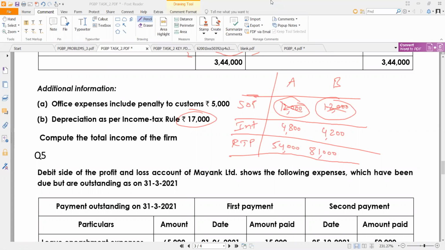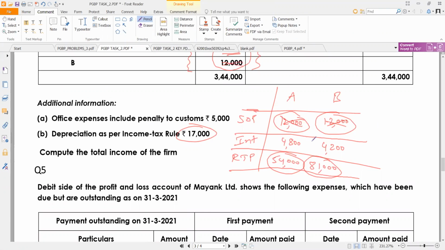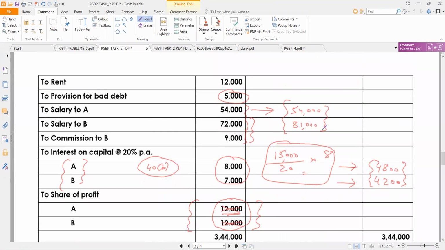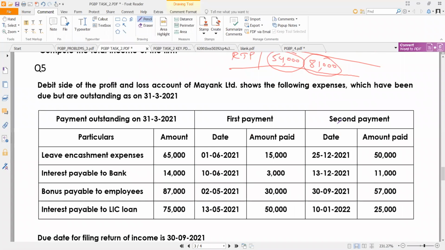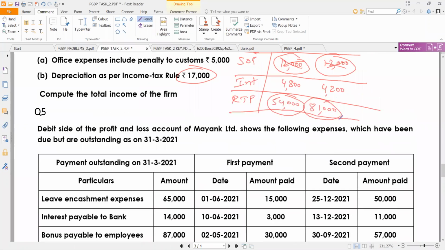If there was a disallowance, then we would have calculated how much is taxable for partners. Here, the full amount was allowed as deduction. So whatever the amount allowed as deduction, the entire amount is taxable in the hands of the partners. So 54,000 and 81,000 are also taxable in the hands of the partners fully, because the full deduction was claimed by the partnership firm under 40B. If there was a disallowance, to that extent, it would not have been taxable in the hands of partners. That is about the other side of the story. If it is asked, that also we should know.